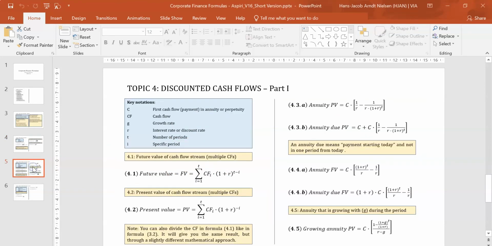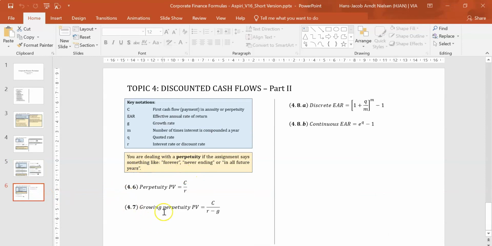The next two slides are topic 4 in the Aspiri corporate finance book. It's called discounted cash flow, and here you can see I have collected the future value of cash flow streams and the present value of cash flow streams. Then we have annuities present values, annuities future values, and a growing annuity present value. Often you will just see this one as a present value and not a future value. And on the final sheet here, we have the perpetuities. We have a perpetuity without growth, and we have a perpetuity with growth. That is the g down here.